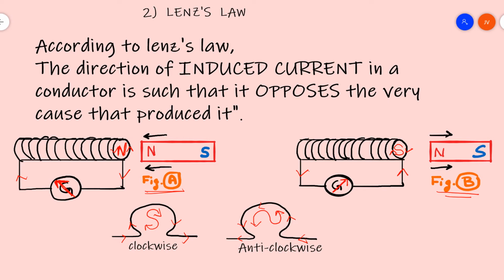So this is Lenz's law. If the north pole or south pole, any pole, moves towards the coil, the coil will instantly acquire the same pole so that it can repel. The direction of induced current will be such that it opposes the very cause that produces it. And due to this opposition, we can make out the direction of current in the coil. In figure A, the direction of current in the loop or in the solenoid will be anti-clockwise, and in figure B, the direction of current in the loop or in the coil will be clockwise.